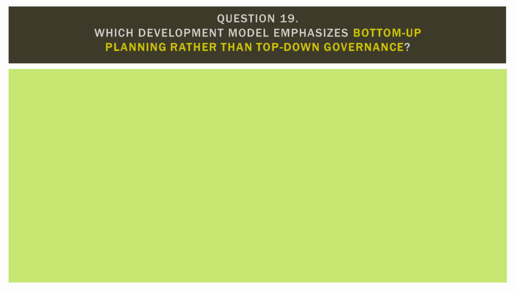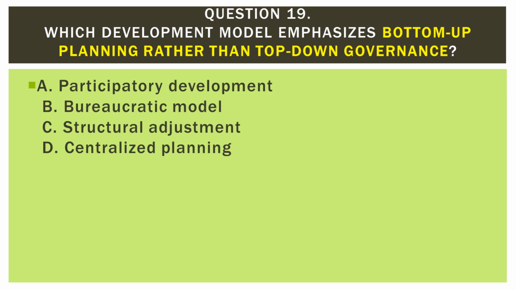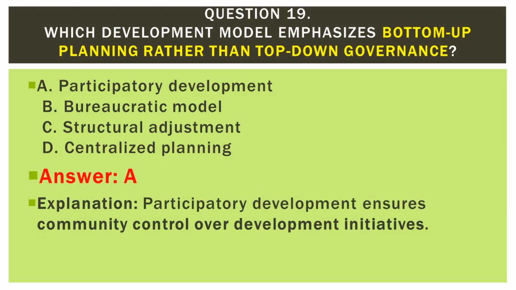Question 19. Which development model emphasizes bottom-up planning rather than top-down governance? A. Participatory development. B. Bureaucratic model. C. Structural adjustment. D. Centralized planning. Answer: A. Explanation: participatory development ensures community control over development initiatives.